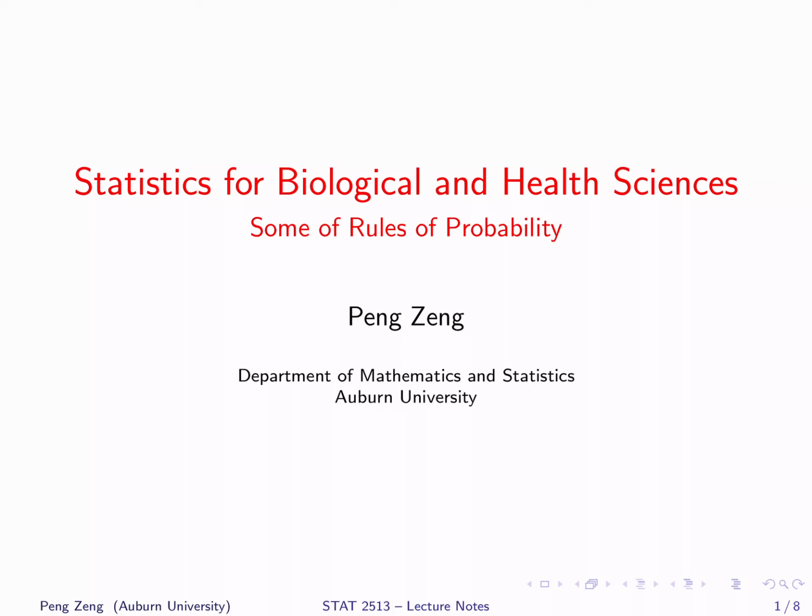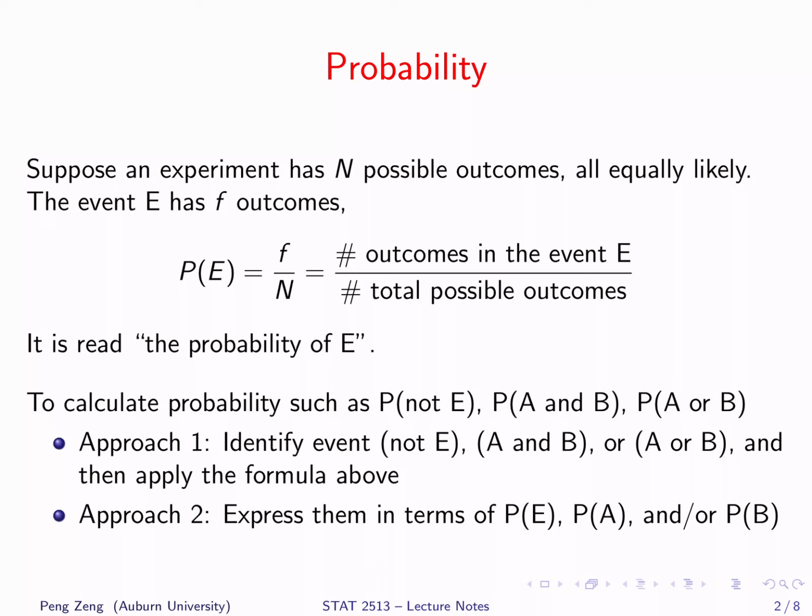In this class, we will introduce some formulas that help us calculate probability in more complicated scenarios. Recall the basic formula for calculating probabilities. Suppose an experiment has n possible outcomes. An event E has f outcomes. Then the probability of the event E is f divided by n, or the number of outcomes in the event E divided by the total possible outcomes of the experiment.